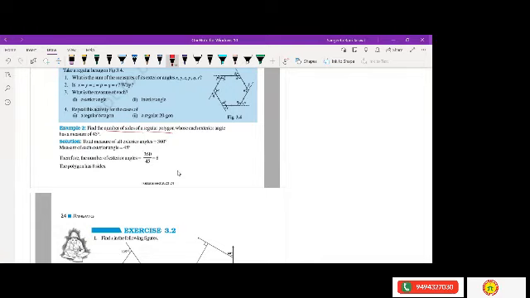Total measure of all exterior angles is 360. We know that. Measure of each angle is also given, 45 degrees. So number of sides will be what? Total angle divided by one angle, no? Yes, ma'am. As we know, number of angles into measure of one angle is equal to 360 degrees.